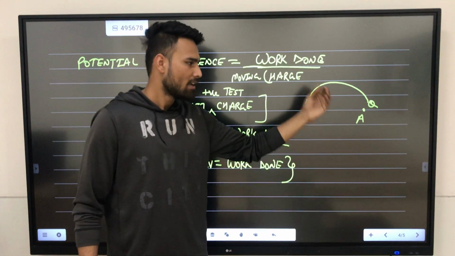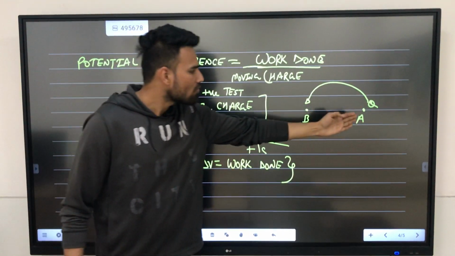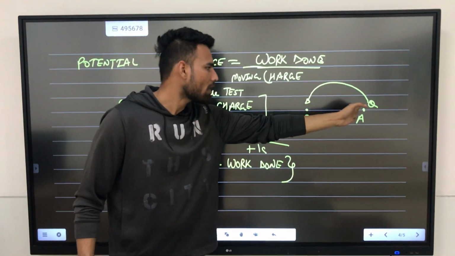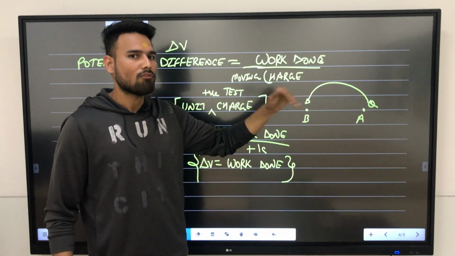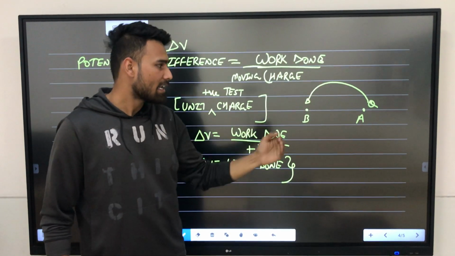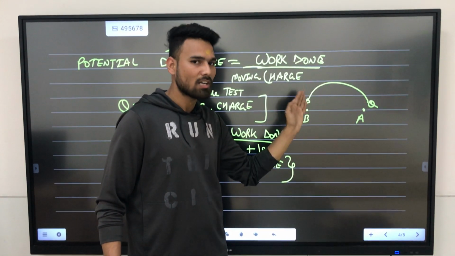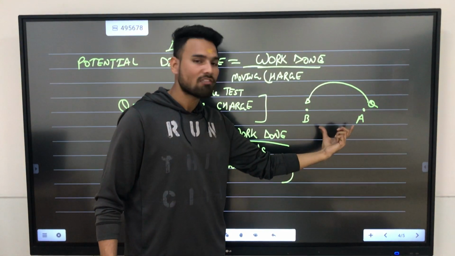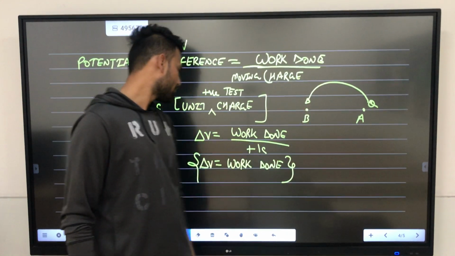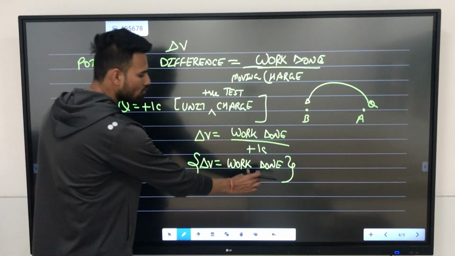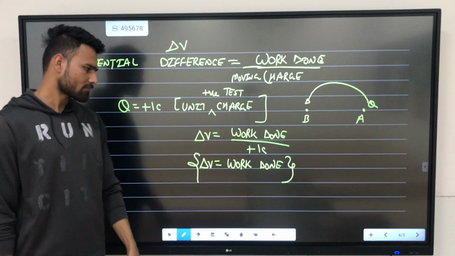Am I clear or not? If the unit positive test charge is moved from one point to the other point, then work has to be done. And this work, which is to be done to move it from one point to the other, will be equal to the potential difference between the same two points. So yes, potential difference is equal to the amount of work done.